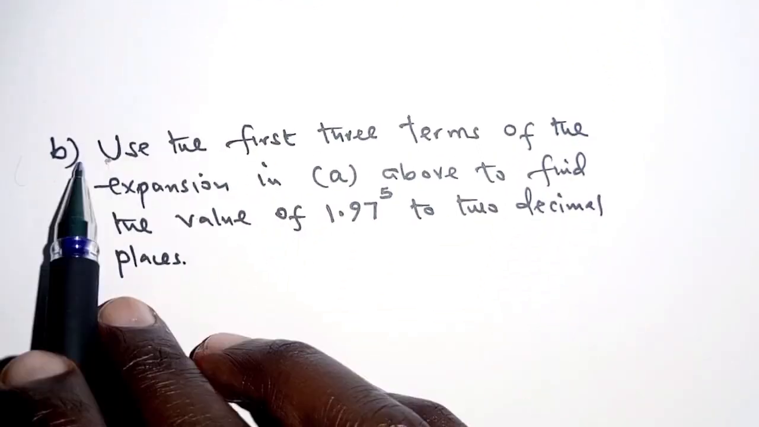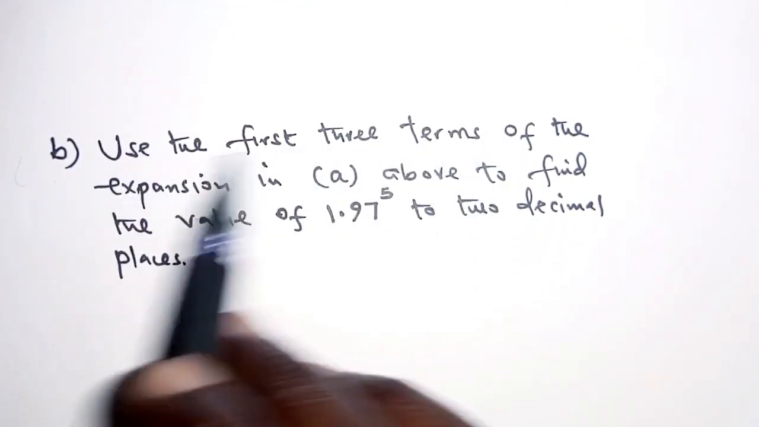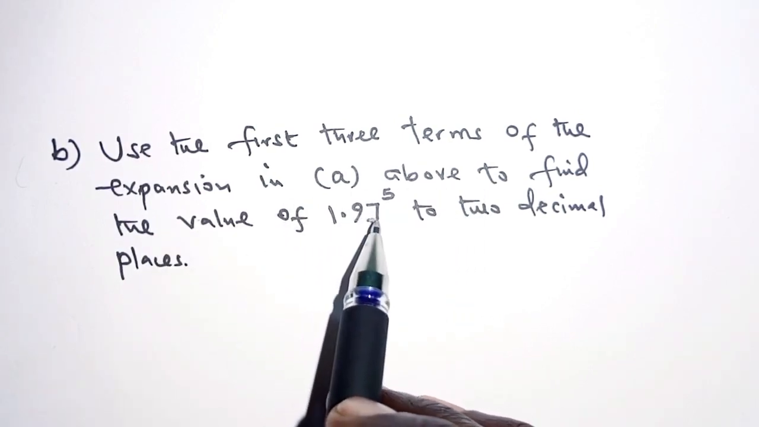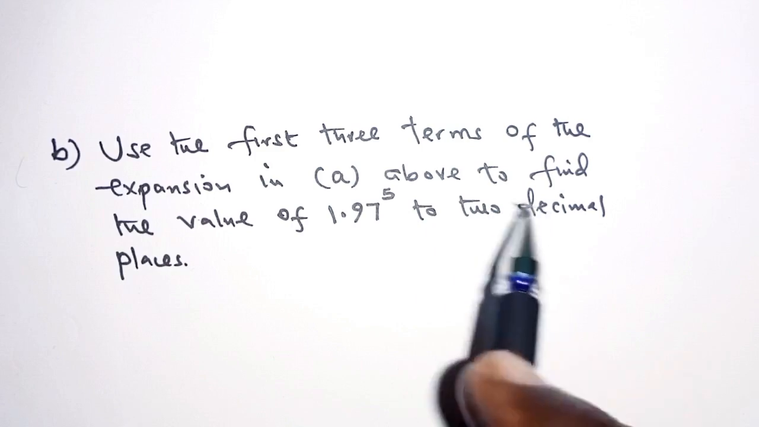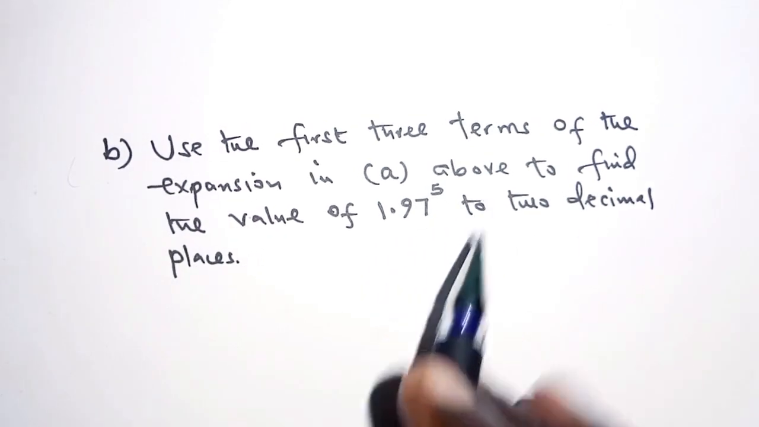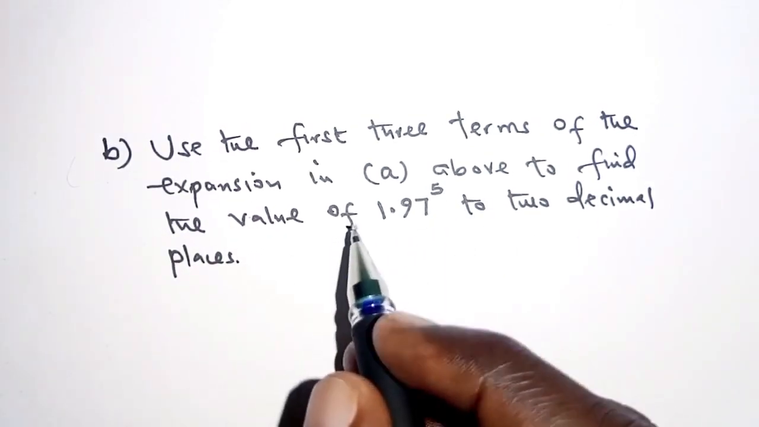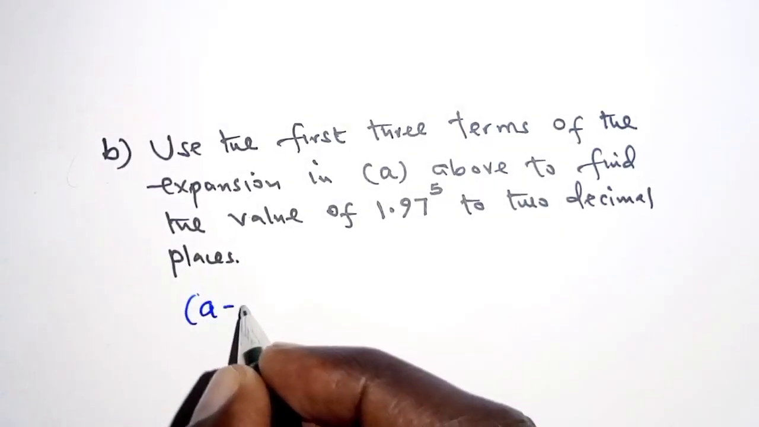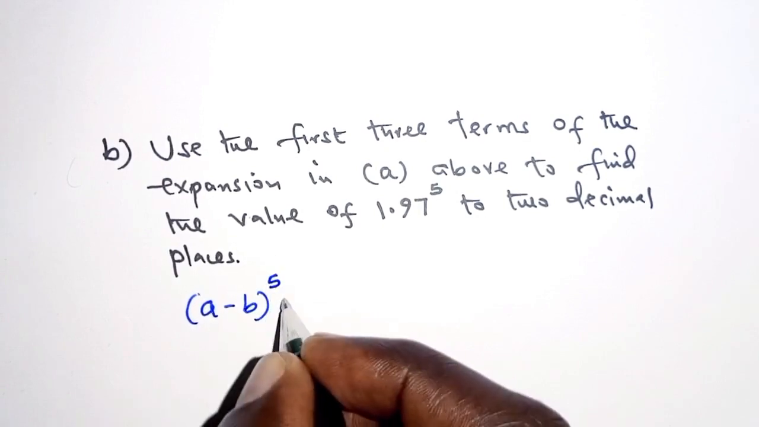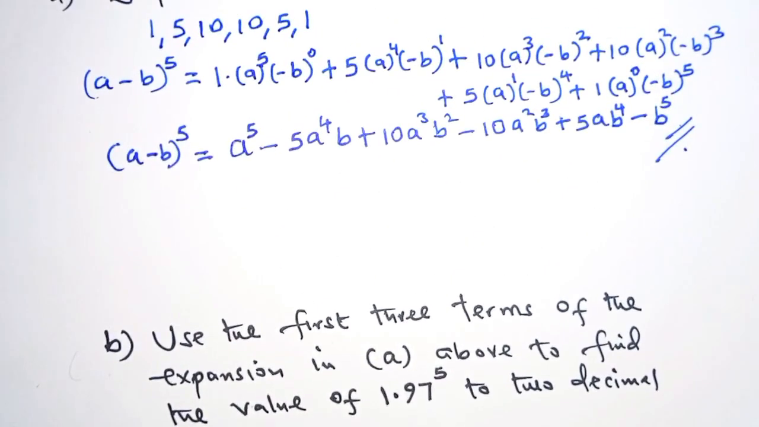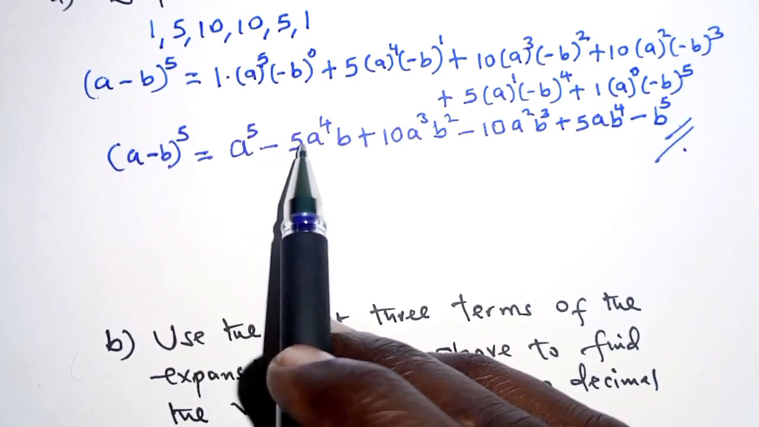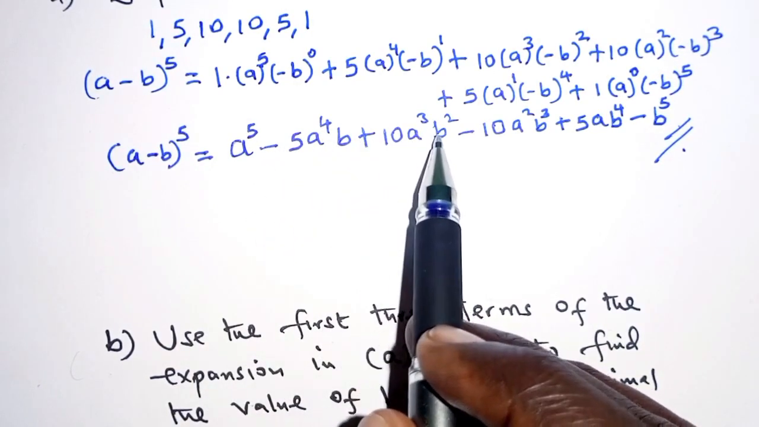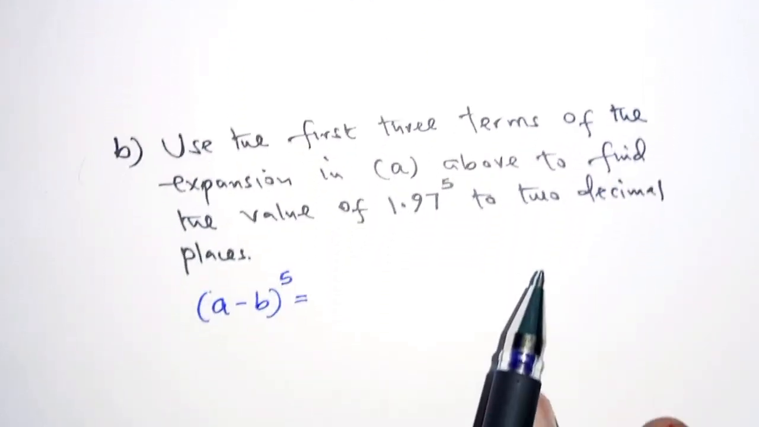For part B, we are going to use the first three terms of the expansion in A above to find the value of 1.97^5 to 2 decimal places. Let us first list the first three terms. (a − b)^5 is equal to a^5 − 5a^4b + 10a^3b^2.